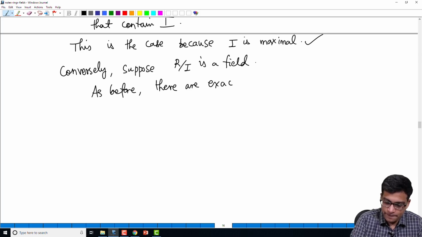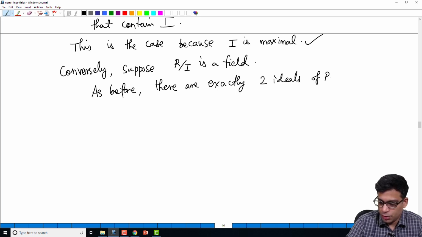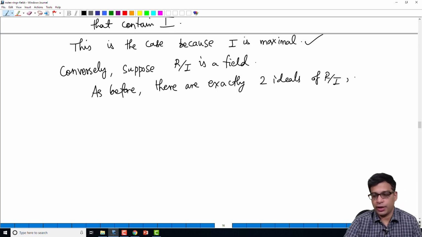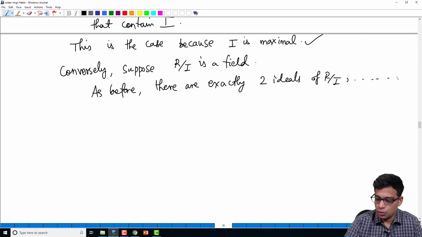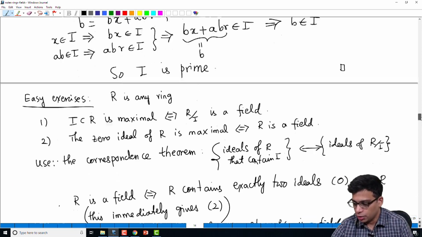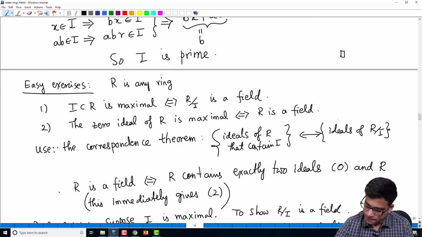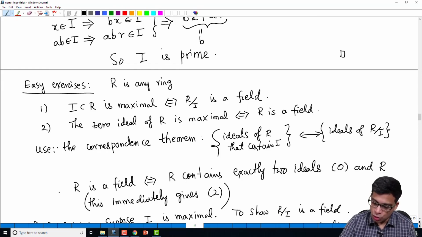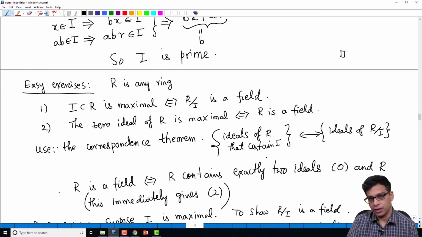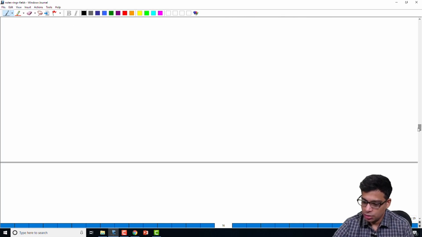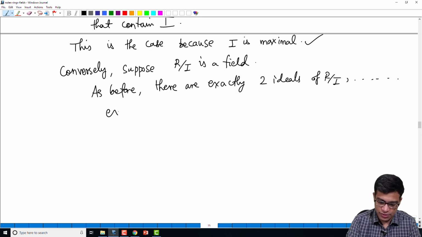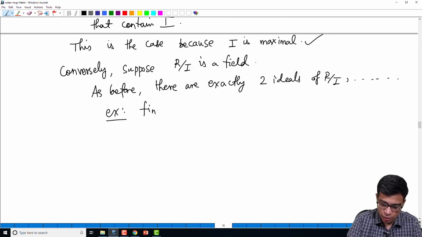There are exactly 2 ideals of R mod I, because R mod I is a field, and the only ideals are 0 and the unit ideal. So there are exactly 2 ideals of R mod I. Now we know that this set has 2 elements. So this set, ideals of R that contain I, has only 2 elements, namely I and R. So I is maximal. I will let you finish this exercise, finish the argument.